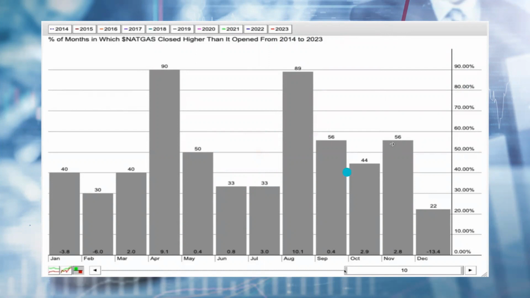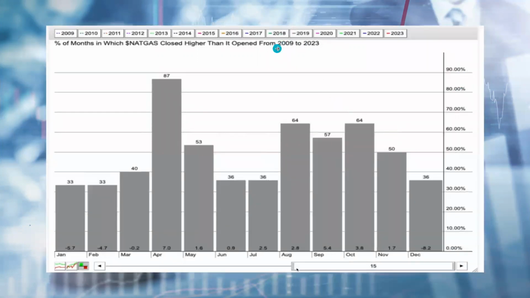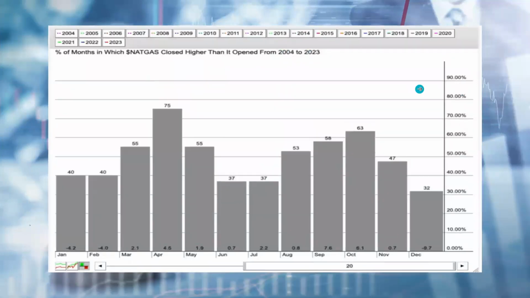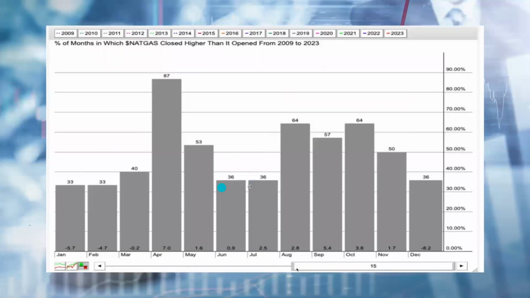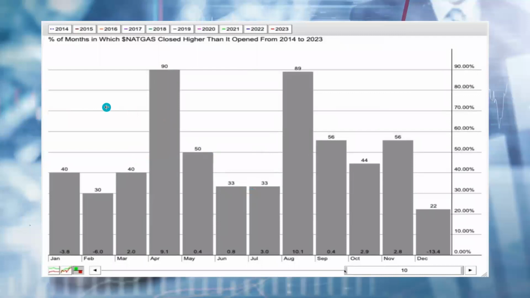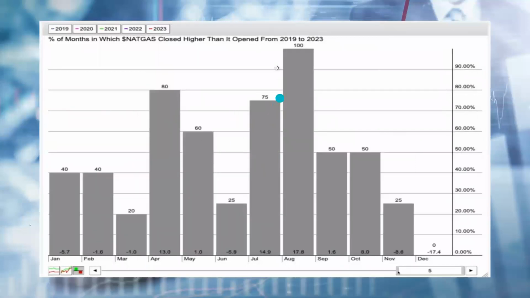If we go even further out in time and we take a look from 2009 to 2023, 36% of the time, natural gas closed higher than it opened, right? And if we look at from 2004 to 2023, 37% of the time. So you look, June, July, historically, the longer you go back in history, don't look like the best months to be trying to go long in natural gas. The only time July looks good is in 2019 to 2023.